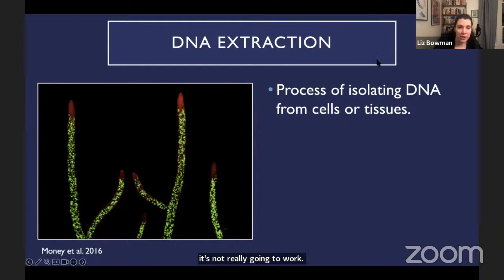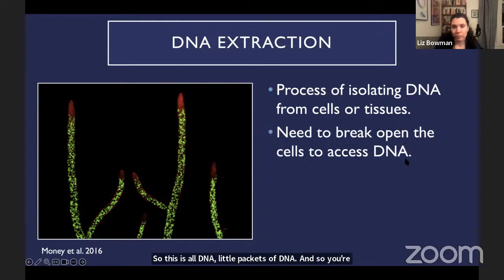So this picture here is a fungal hyphae. You have the growing tip here called the Spitzenkörper, which is in red. And then all of these greens in this confocal microscopy picture are nuclei. So this is all DNA, little packets of DNA. And so you're trying to access that. So you need to break open the cell.